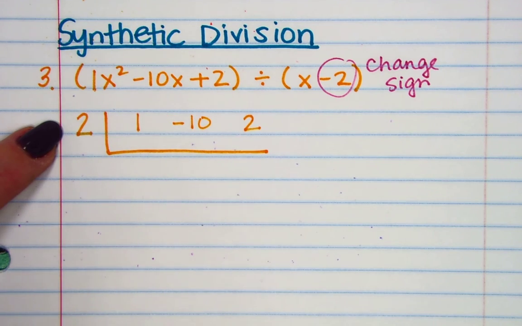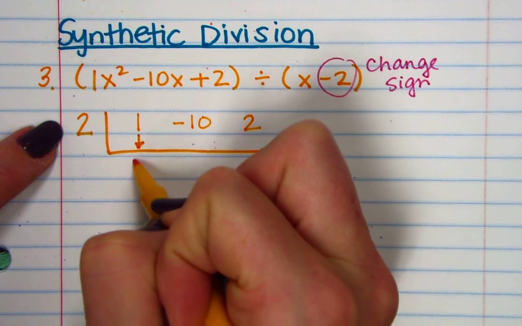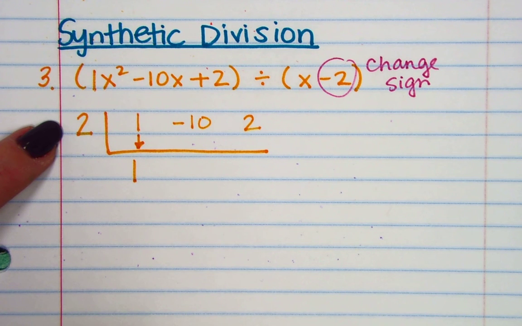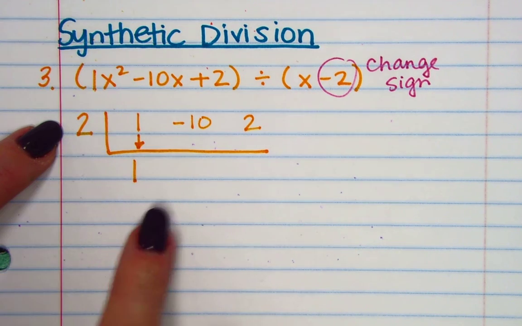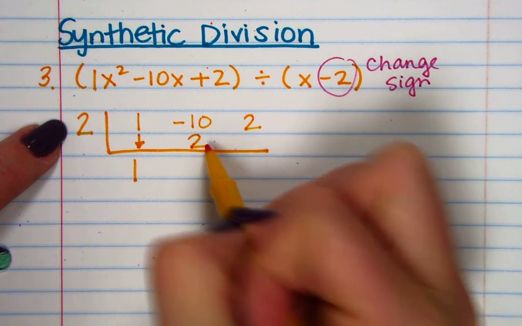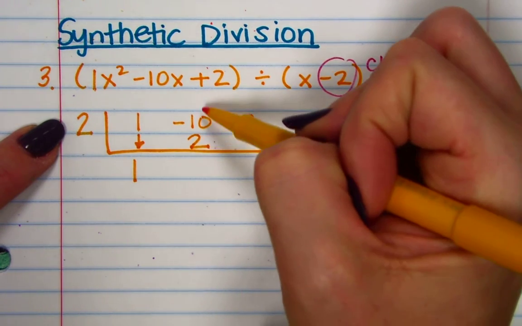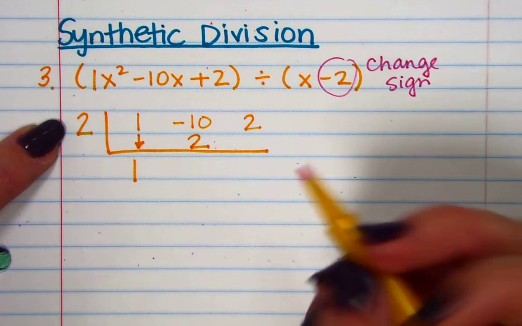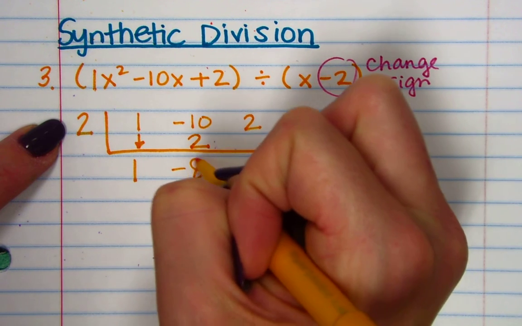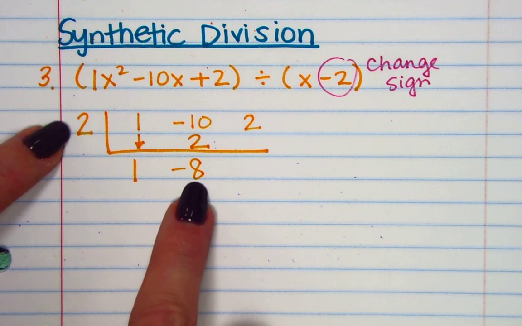Okay, so with synthetic division, every time you bring down the first number underneath there, 1 comes down. Then we multiply these 2 numbers. 2 times 1 is 2. We put it right there on the next level. All right, then you add down. Negative 10 plus 2 is negative 8.